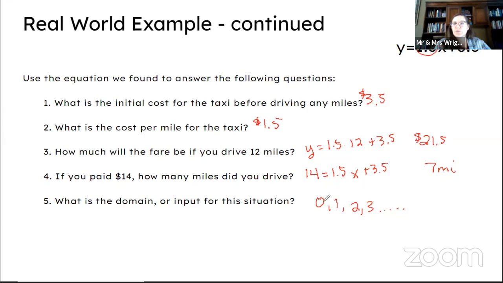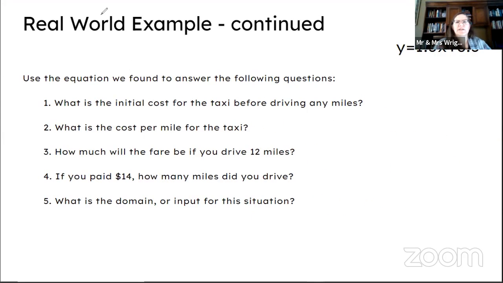So I hope you remember what number set this is. It is our whole numbers, okay? So it's going to be the set of whole numbers, or all positive numbers. Okay. So that's how you get all of your answers for this equation.